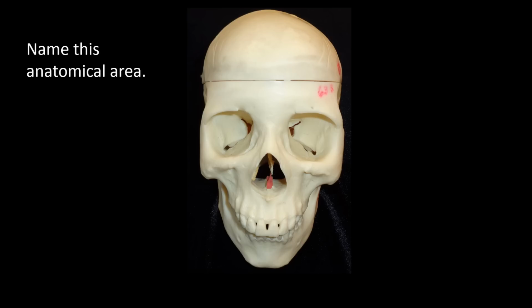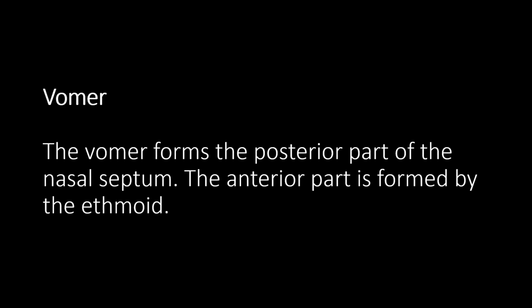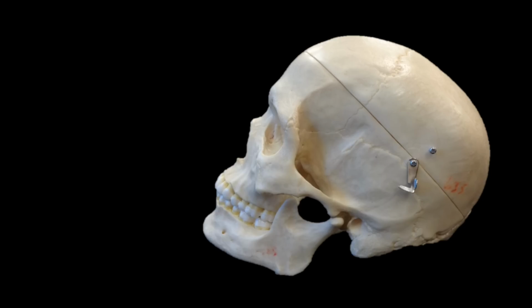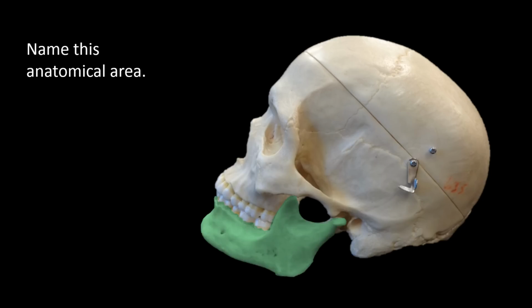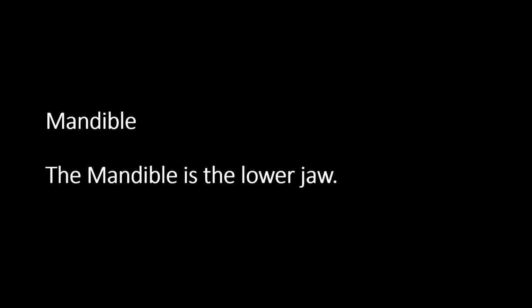Name this anatomical area. Vomer. The vomer forms the posterior part of the nasal septum. The anterior part is formed by the ethmoid. Name this anatomical area. Mandible. The mandible is the lower jaw.